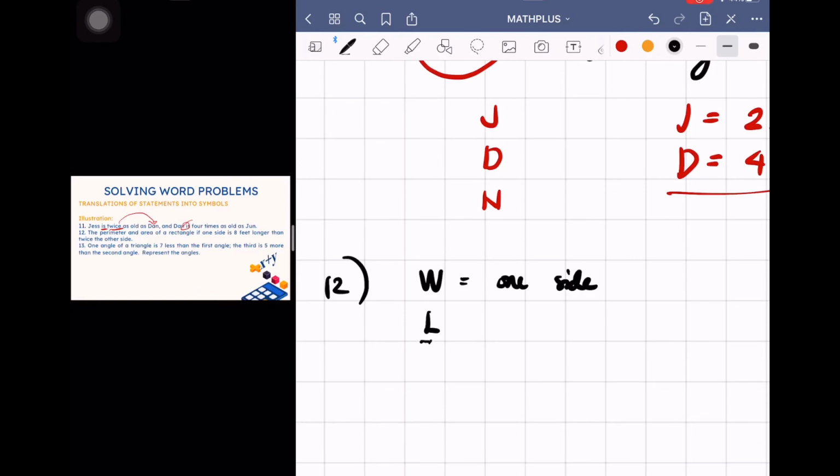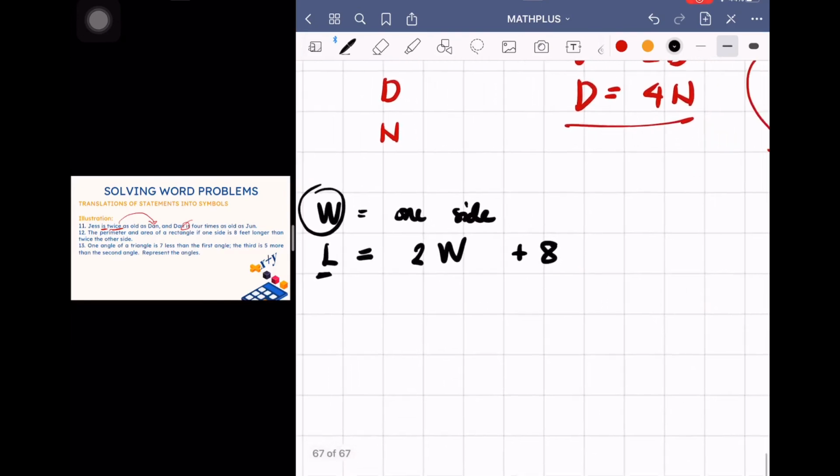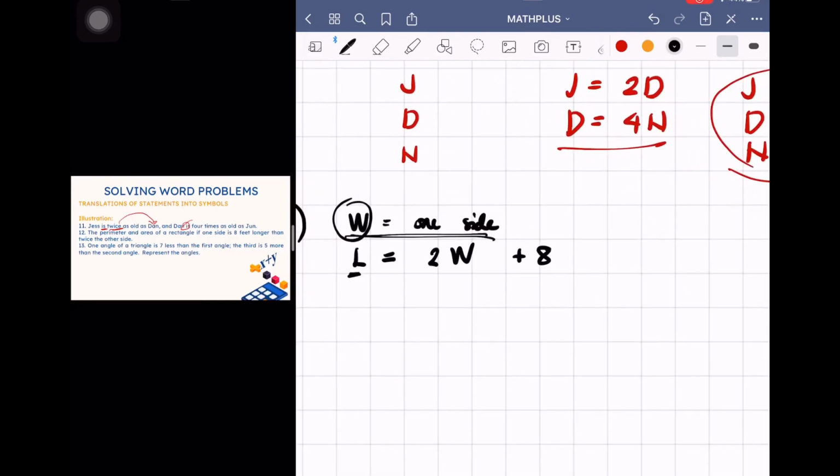So, one side, which is your length, is 8 feet longer than twice the other side. Longer means mas mahaba. So, mas malaki ng 8 feet. So, ibig sabihin, addition yun, longer. Twice nung kabilang side, which is the width. Okay, that's how I represent it. W is one of the sides, and L, which is the other side, is 8 longer than twice the width.